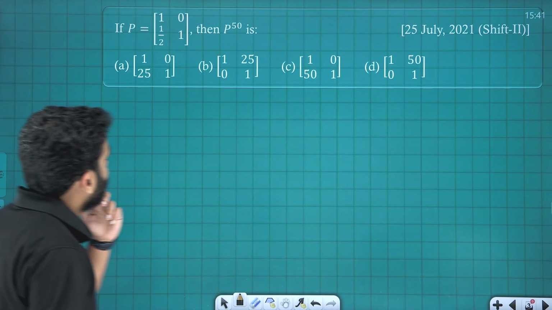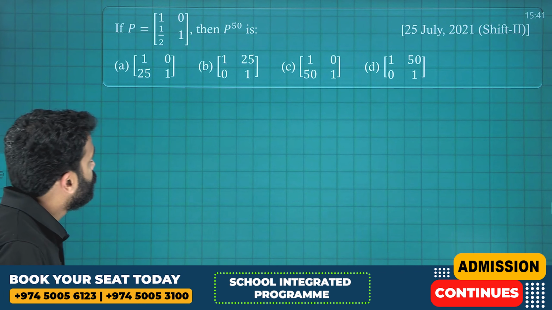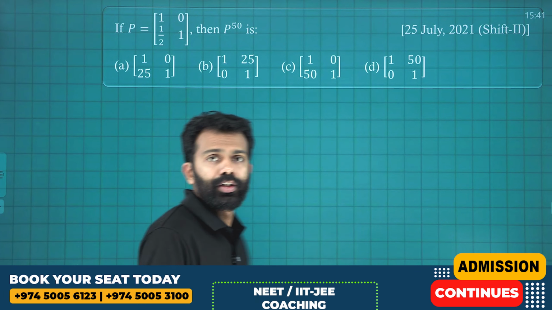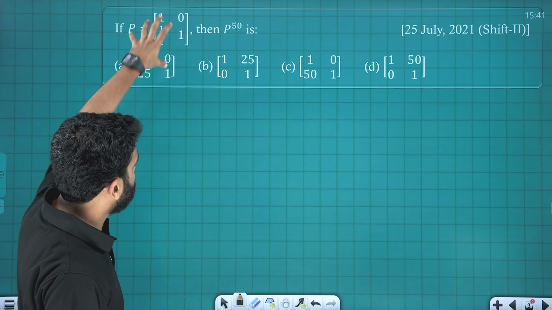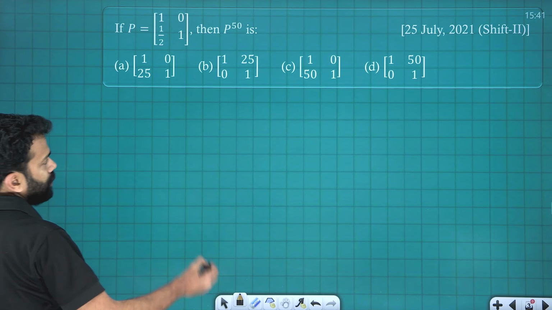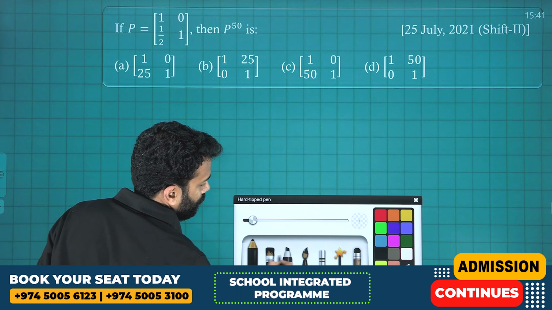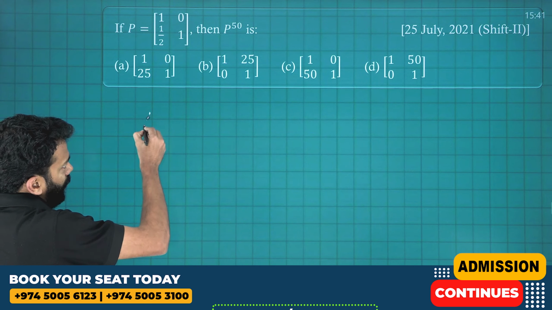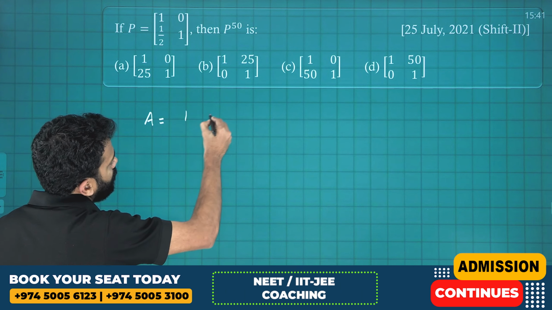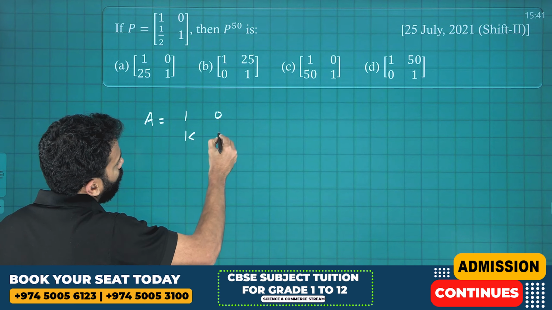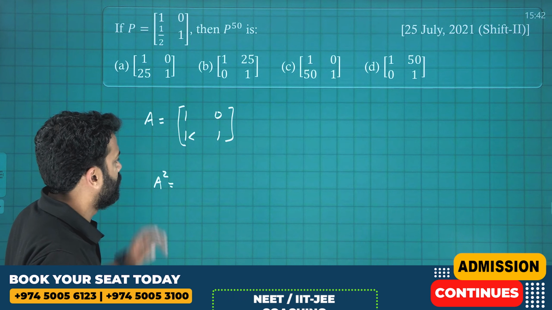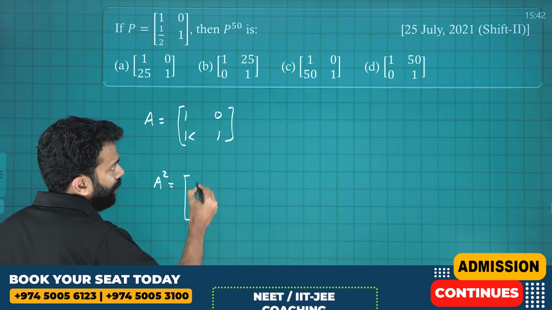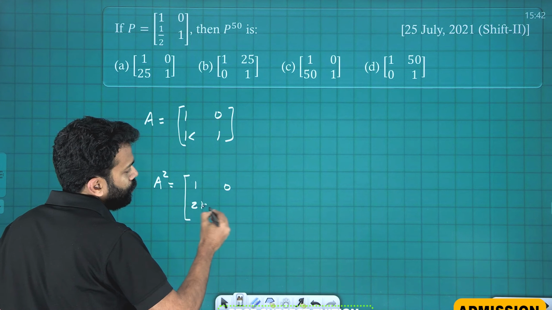This is our very first question. If P is equal to [1, 0; 1/2, 1], find P raised to 50. Before doing this question, let me tell you the specialty of this matrix. Let's consider a matrix A, A is equal to [1, 0; K, 1]. You know how to find A square, right? A square is found by multiplying the matrix A with itself, and after multiplying, it will be [1, 0; 2K, 1].